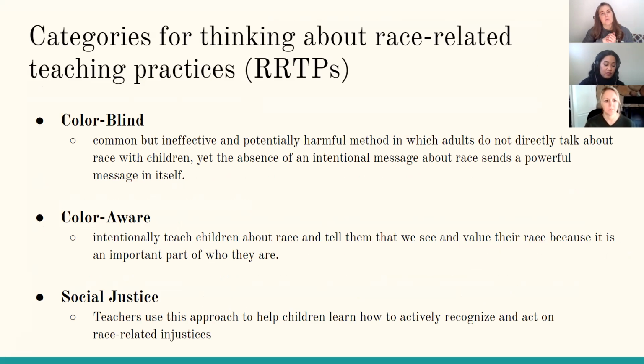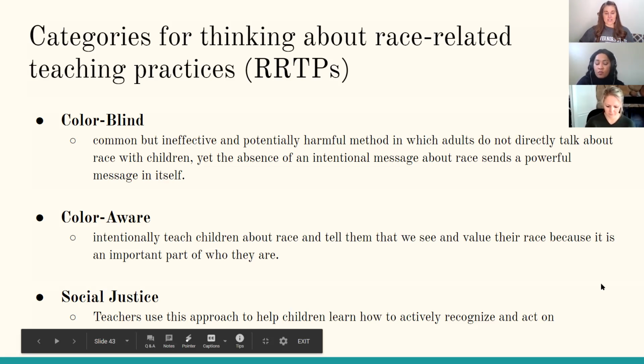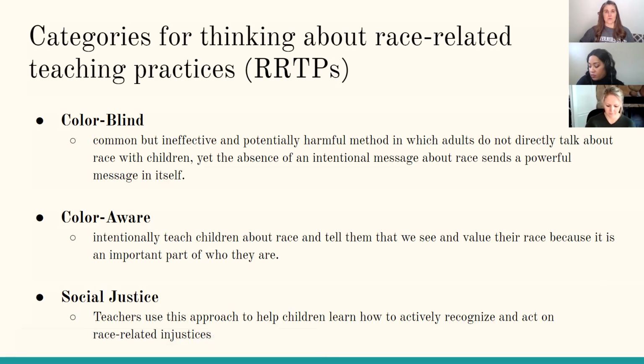NAEYC has these categories for thinking about race-related teaching practices. The first is the colorblind approach, which is most common, but an ineffective and potentially harmful method in which adults don't directly talk about race with children. Yet the absence of an intentional message about race sends a powerful message in and of itself, right? Children are left to develop their own understanding about race, and if they ask questions, they may be met with adults declining to talk about race at school. We don't see color. But an improvement on the colorblind approach is the color aware approach.